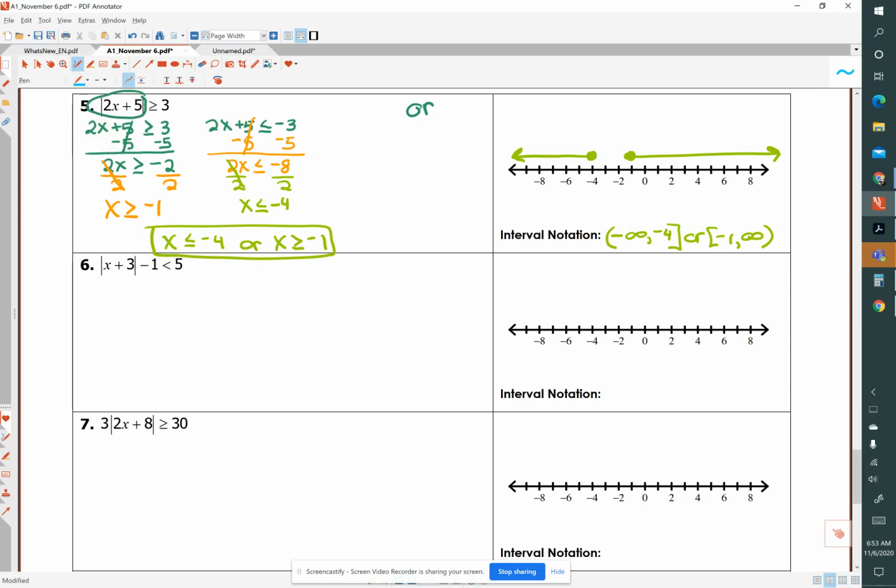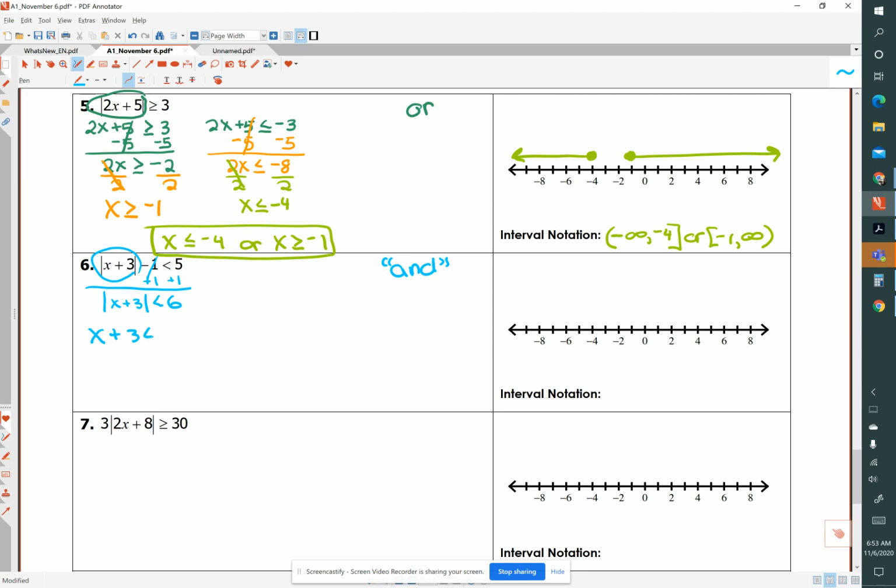Okay, now, before we can make two cases, we have to isolate the absolute value term. So we will add 1 to both sides. The absolute value of x plus 3 is less than 6, and this is of the AND type. We'd have a connecting graph. Now we can make two cases.